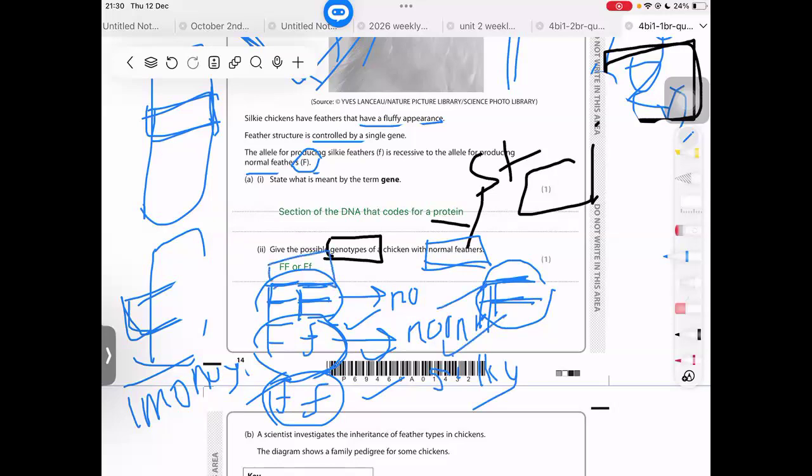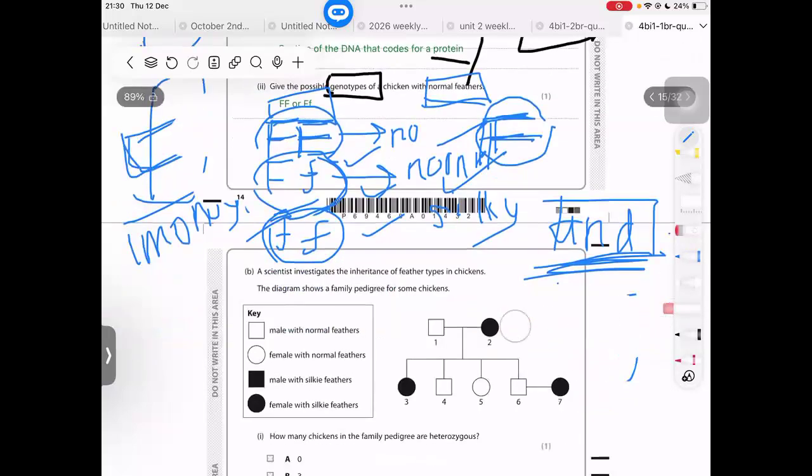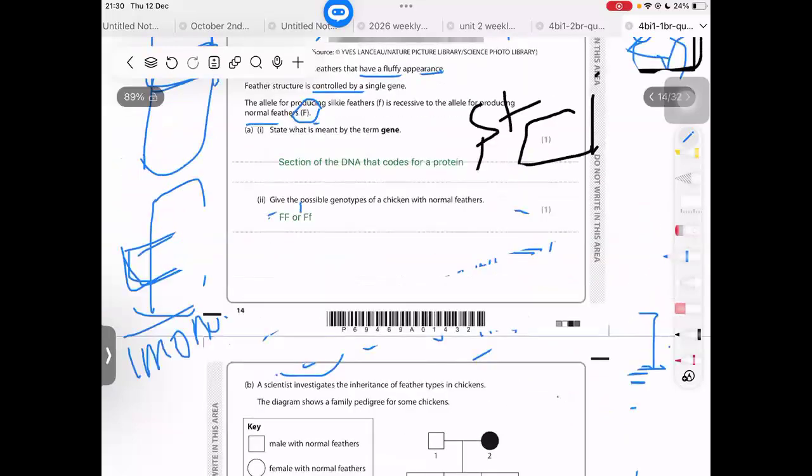So for the possible genotypes you can't write the word 'or'; you have to write the word 'and'. The word 'and' should be there in your answer, or else you can put a comma. Capital F capital F, capital F small f. You can put it like this, or you can put small f capital F also. The order doesn't matter. Both will give the normal feather. Either write 'and', or mention a comma. You can't write 'or', because they are asking to give the possible genotypes. Otherwise your answer is wrong.